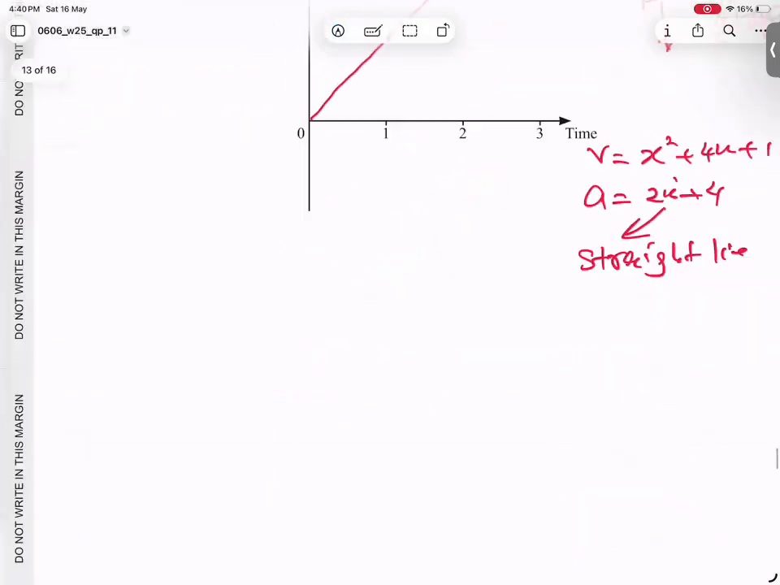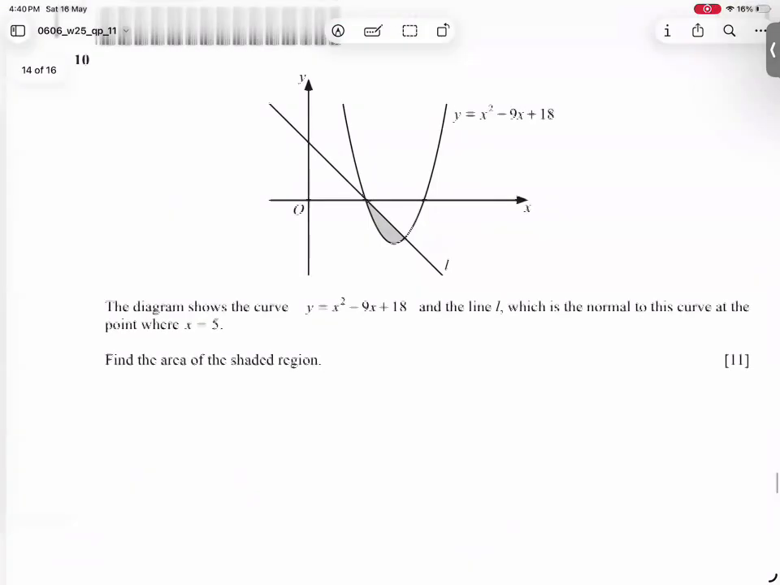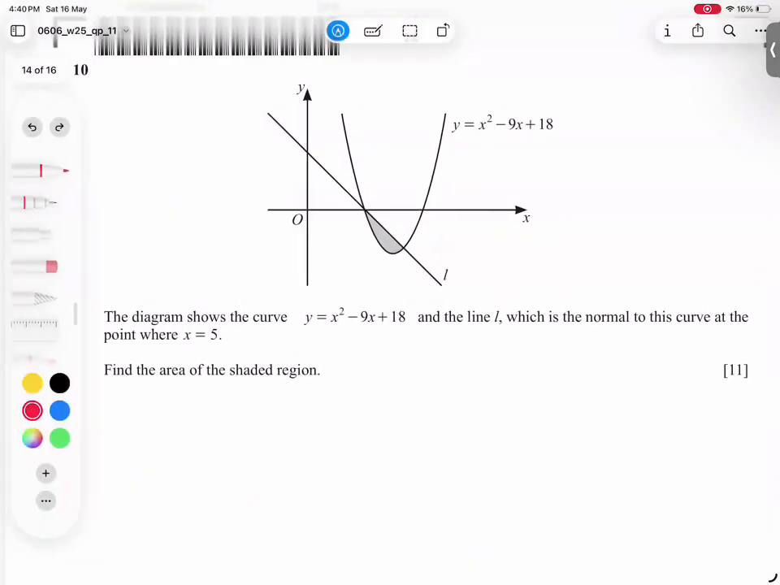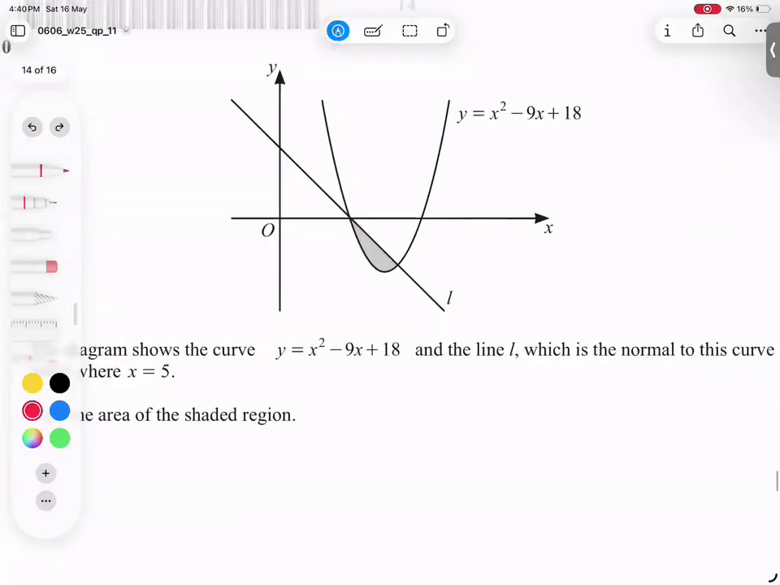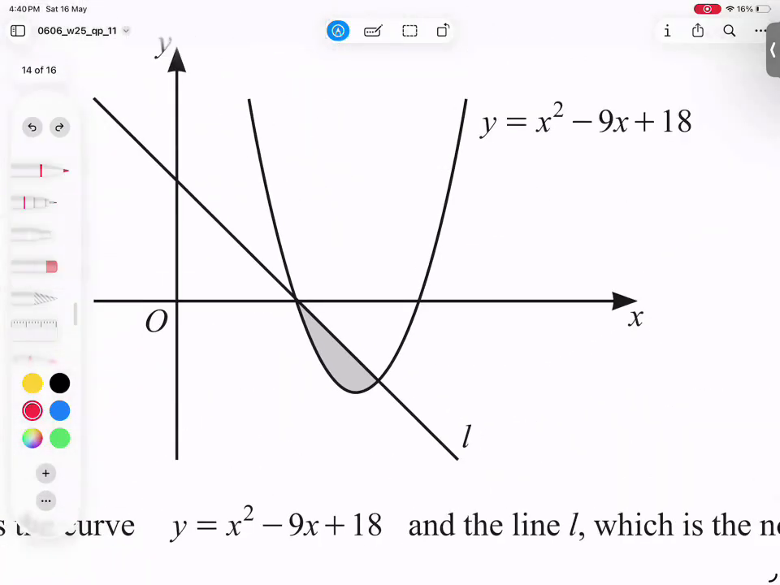Question number next, number 10. What is he asking? The shaded area. How to get this shaded area, students? If I elaborate, first of all I need to find this point of intersection. This is very important. And this point. This is called x1 and this is called x2. How to get this one?